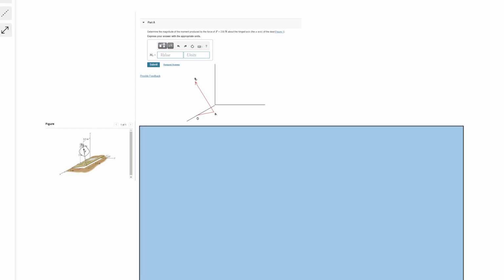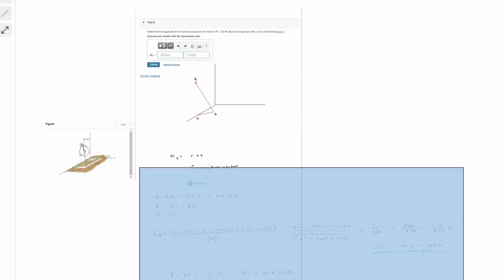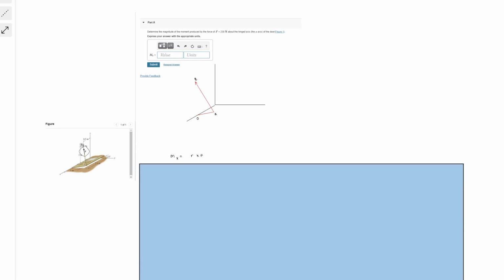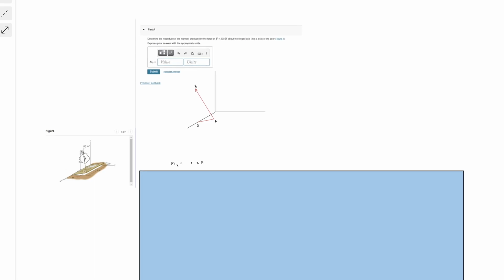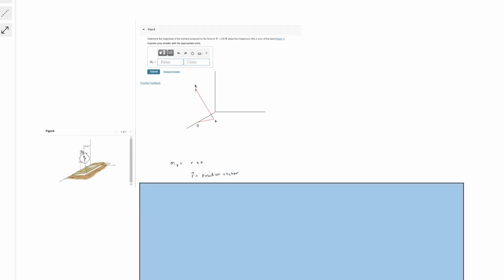And after I draw the free body diagram, I need to remember the formulas, right? The formulas of moment. So the formula for moment is R cross F, and you use this if it's a 3D model, right? Now, what R is the position vector. What the position vector is, it's a vector that touches from the point of origin to where the force starts. From the point of origin to the tail of the force.